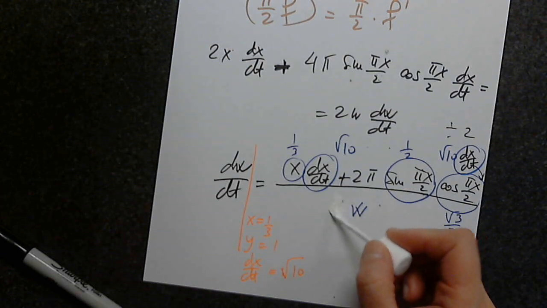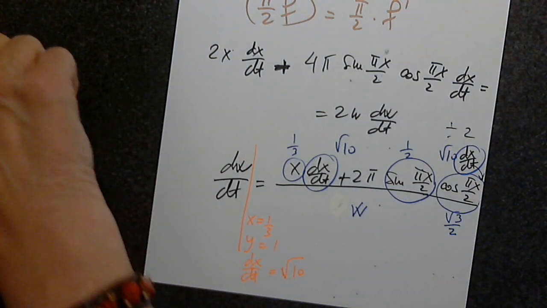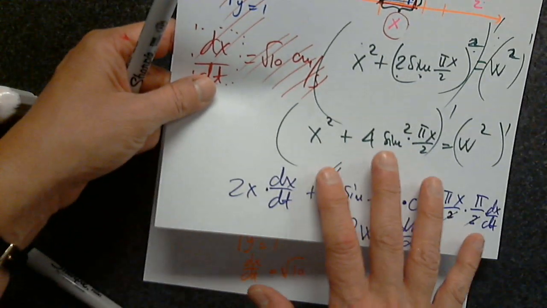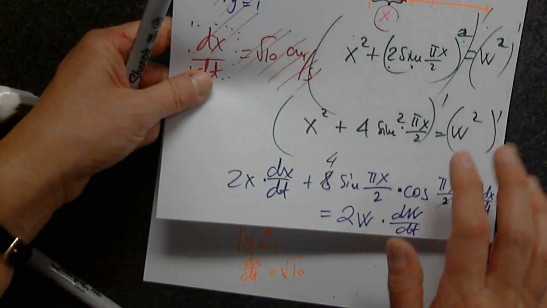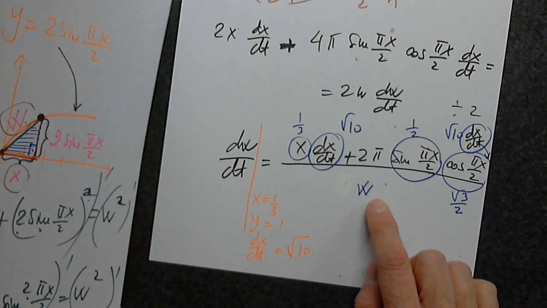And I have to determine w. So I go back to the previous equation. Which equation? This one. And take the square root from both sides to determine w. Because I don't have it here. I need to determine w. Ready?